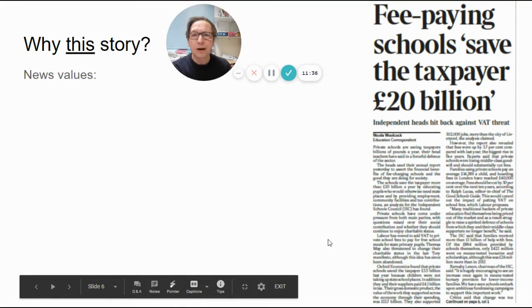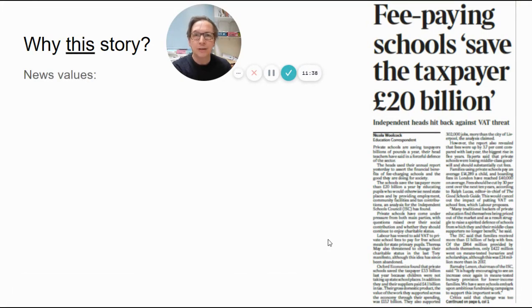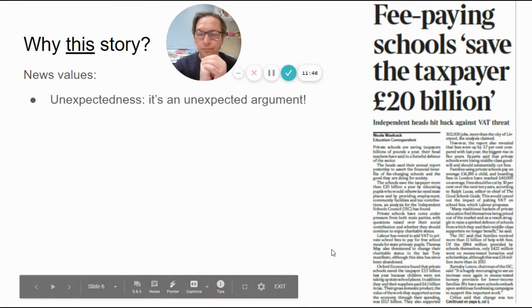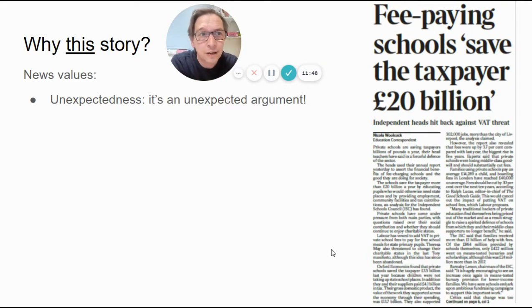Well, first of all, we've got our news values. Now, news values we looked at in a previous lesson. If you can't remember them, do go and remind yourself, please. Now, the first thing is unexpectedness. You know, fee-paying schools save the taxpayer £20 billion. That's a really unusual argument for the place of independent schools. Yeah, it's unexpected, it's unusual.